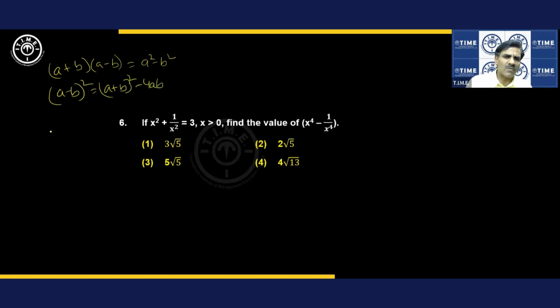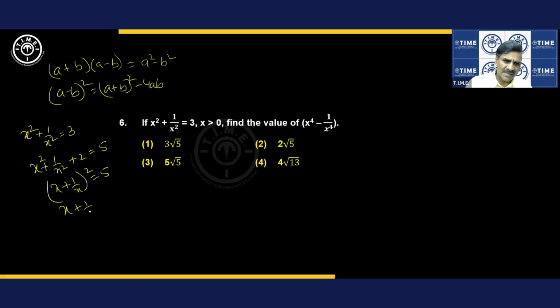Here we are having x square plus 1 by x square, that is given as 3. This we can write by adding 2 on both sides. x square plus 1 by x square plus 2 is nothing but 5. So this is nothing but x plus 1 by x whole square is equal to 5. So x plus 1 by x will become basically root 5, right?